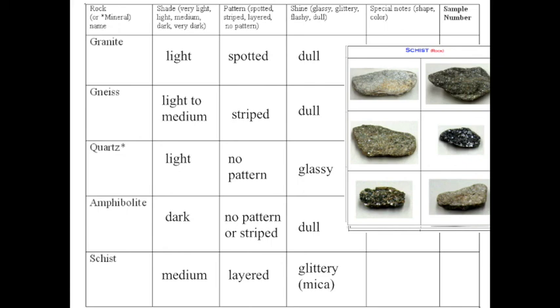The mica also gives it a special color. So we haven't used our special notes column yet. All the rocks we've looked at were either black or white or black and white. But schist really has a color. And sometimes it's the color like my wedding ring. And sometimes it's more of a silver color. So we can write gold or silver color.